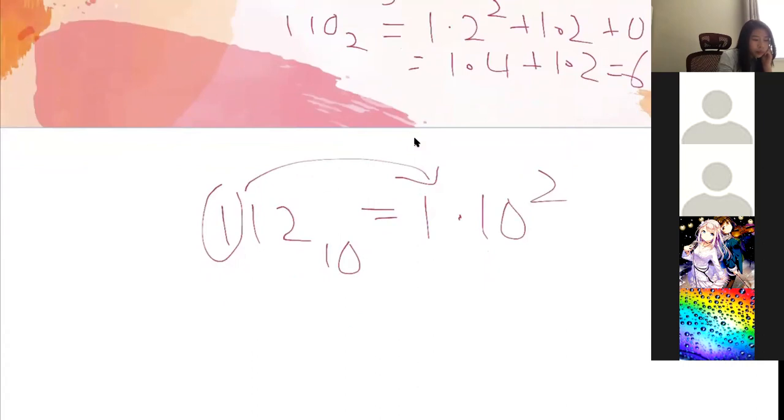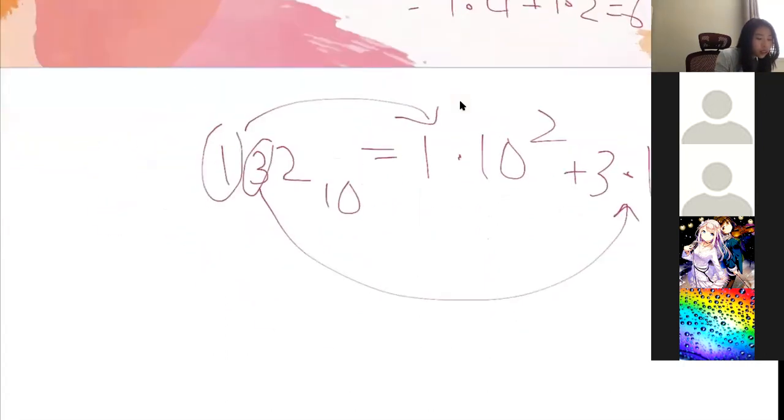Okay, now let me just change this to 3 for clarity's sake. And now we can do this with the 3. So now we add 3 × 10¹. This is just like normal math, like base 10, just what you normally do. So the 3 goes over here, and then we have 0 × 10⁰. Oh, sorry, that's not 0, that's 2.